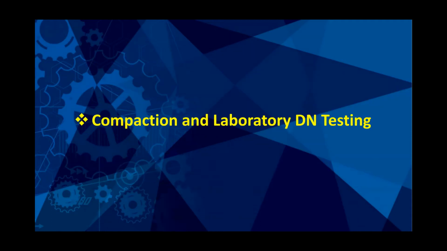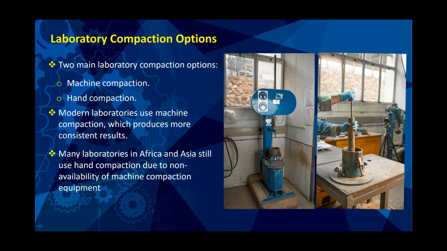In the following section, we will deal with the compaction and laboratory DN testing. There are two main laboratory compaction options: machine compaction and hand compaction. Modern laboratories these days tend to use the machine compaction method, which produces more consistent results. However, many laboratories in Africa and Asia still use hand compaction due to non-availability of machine compaction equipment.